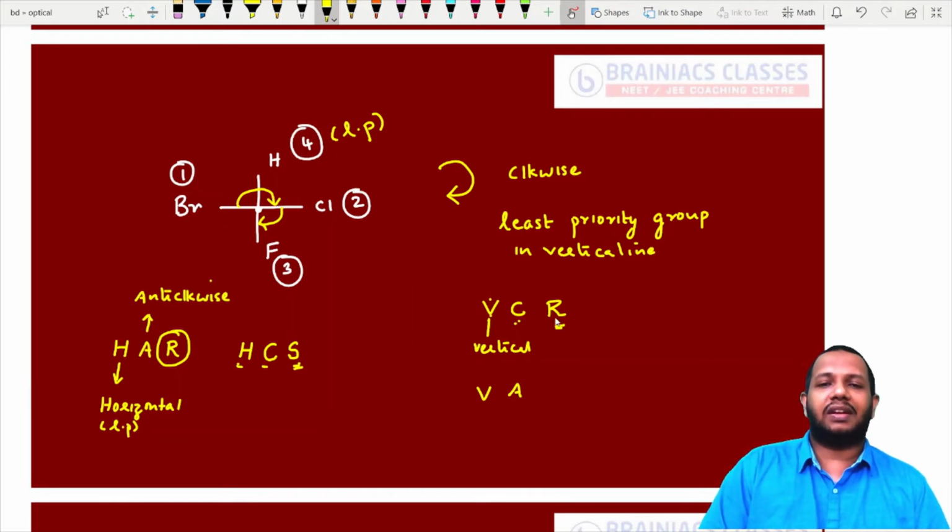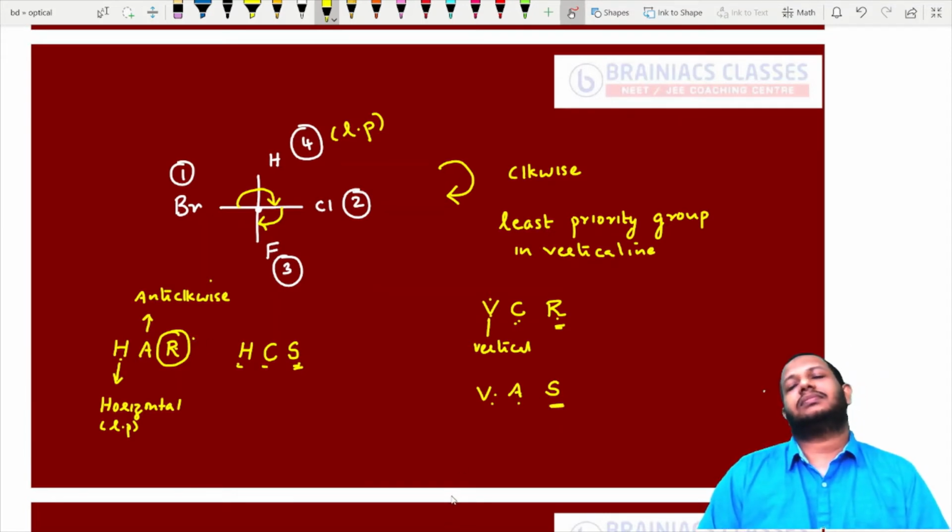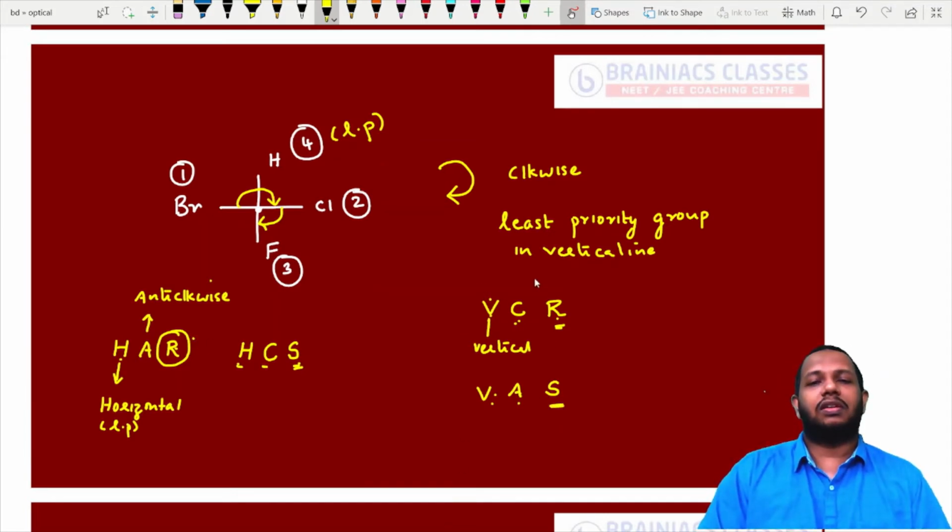Because V and C result in R means V and A will result in S. Or you can think like this: horizontal and anti-clockwise was R. So vertical and anti-clockwise will be the opposite of this one, that is S. Okay. So these four things you should remember. That's why I am telling you, please remember this one alone.